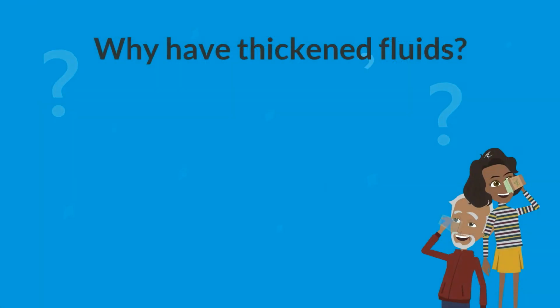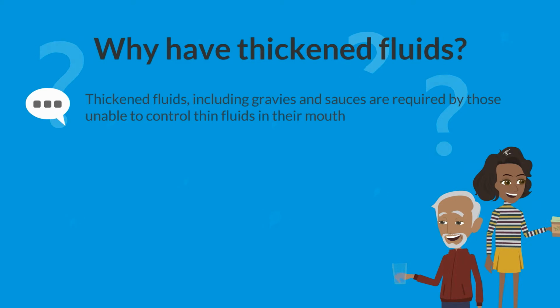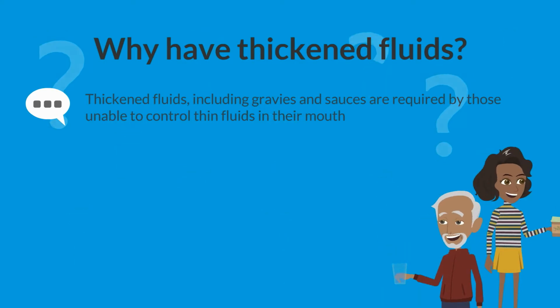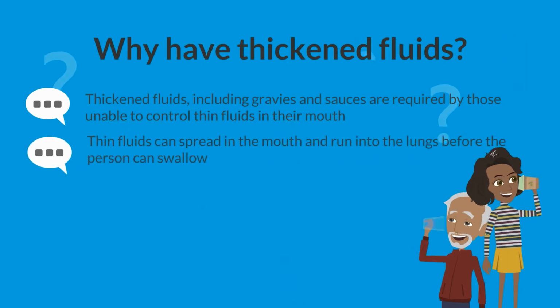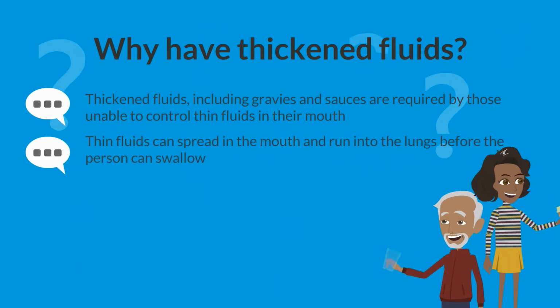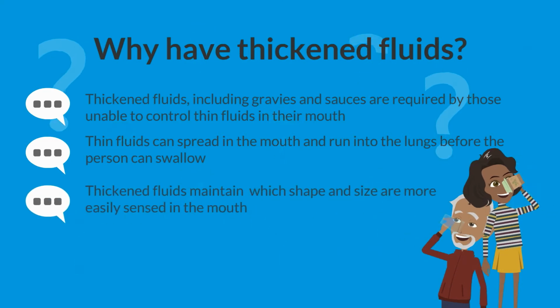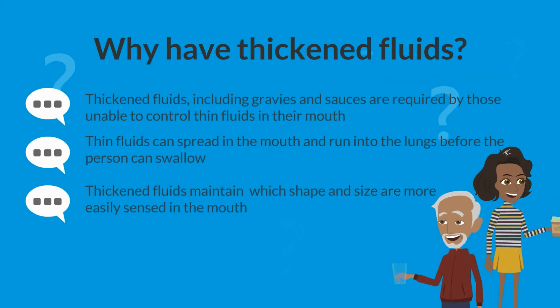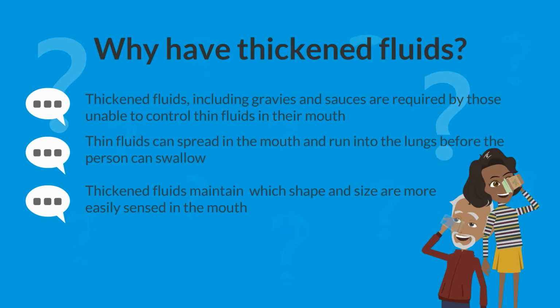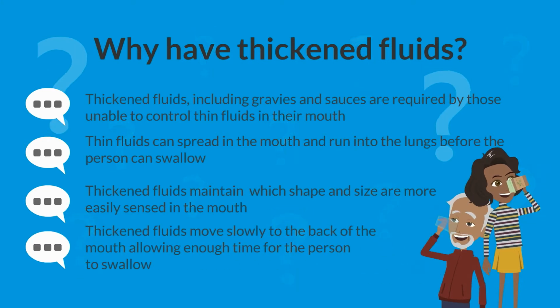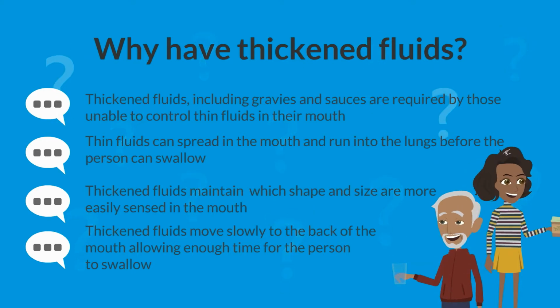So why have thickened fluids? Well, thickened fluids, including gravies and sauces, are required by those who can't control thin fluids in the mouth. Thin fluids can spread in the mouth and run into the lungs before the individual can swallow. Thickened fluids which maintain shape and size are more easily sensed in the mouth. Thickened fluids move slowly to the back of the mouth, allowing enough time for the individual to swallow.